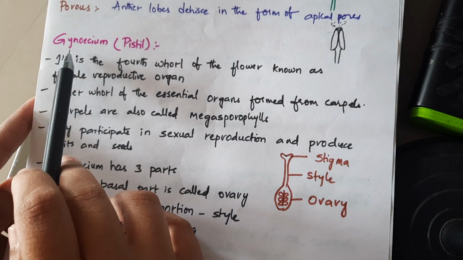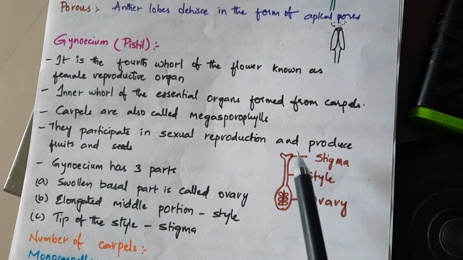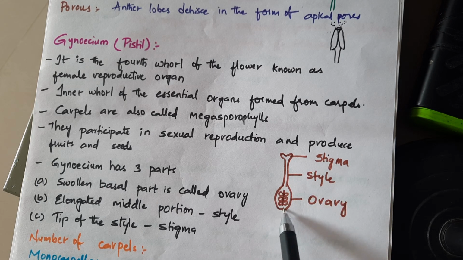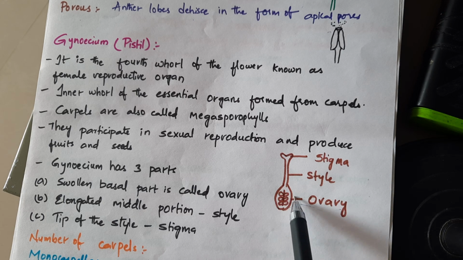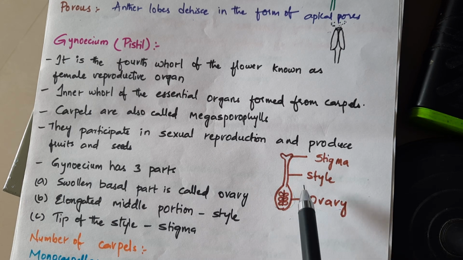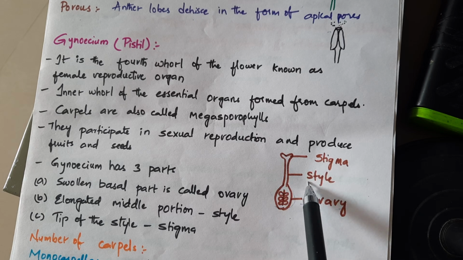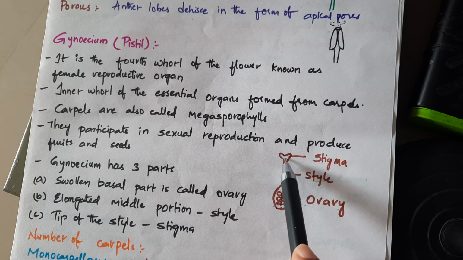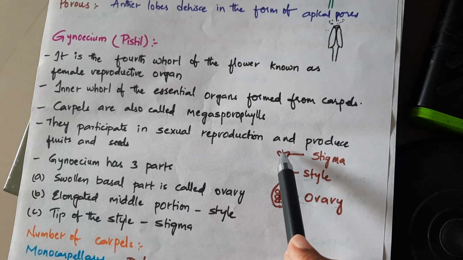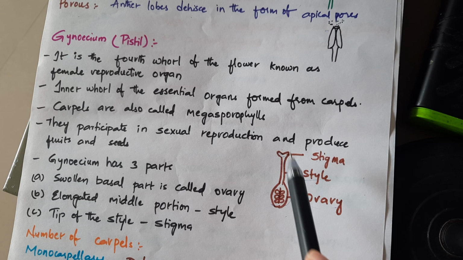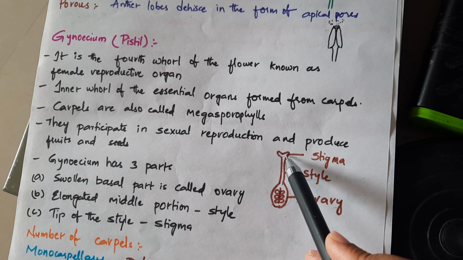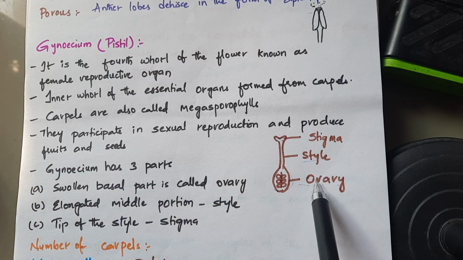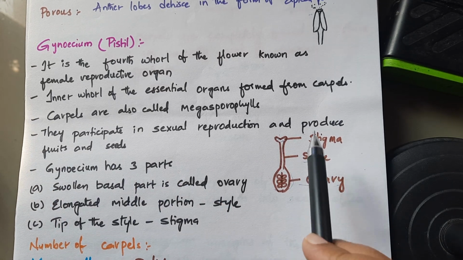Then coming to the gynoecium, we call it the pistil. Here, this is the pistil, which mainly has 3 parts. The lowermost part is known as the ovary, which is the swollen structure at the base, the middle portion is known as the style, and the terminal region is known as the stigma. The stigma receives the pollen grain, and the style is the connective between the stigma and ovary. So the 3 main parts of the gynoecium are the ovary, style and stigma.